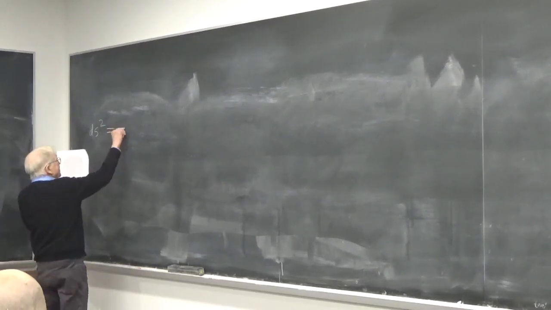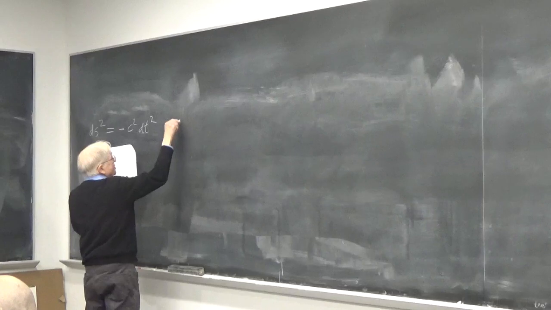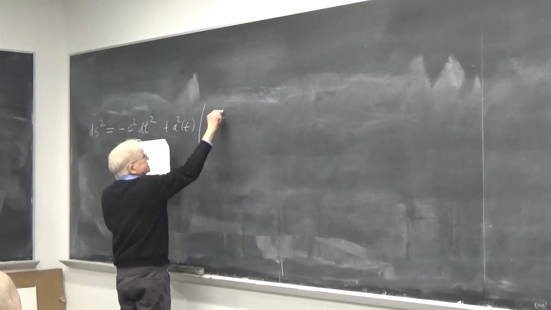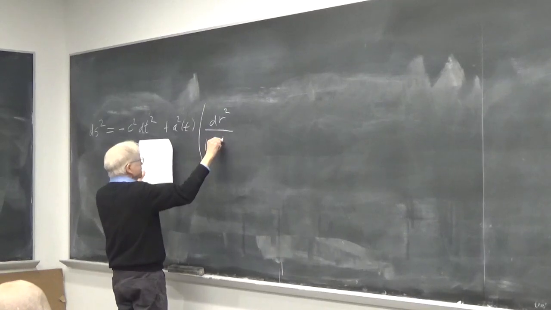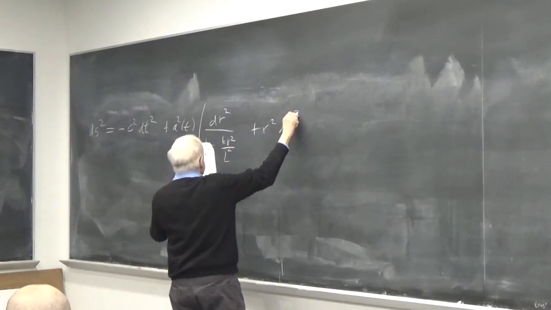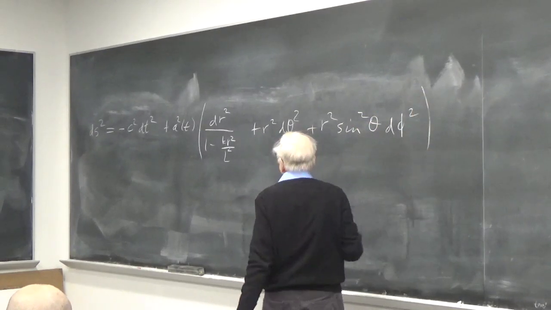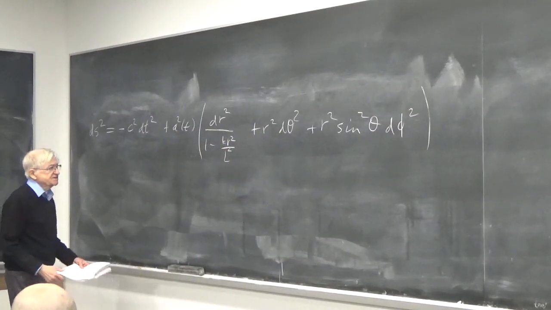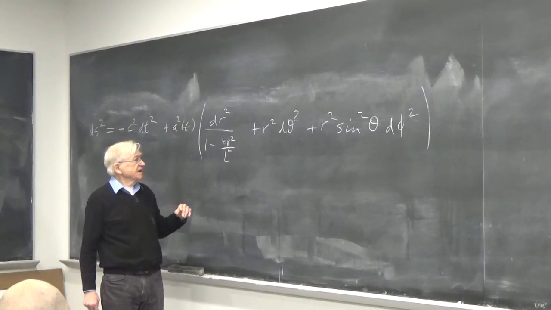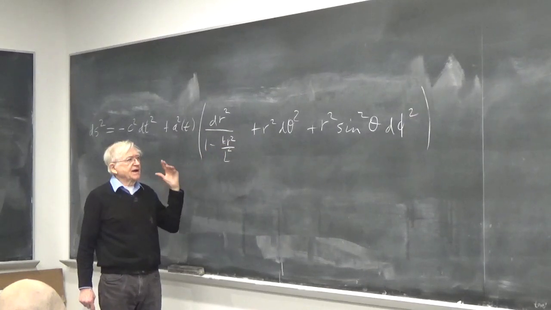Okay, so what is the invariant separation between two events? It's minus c squared dt squared plus something called a squared of t. This is the scale factor. Times dr squared over 1 minus k r squared over L squared plus r squared d theta squared plus r squared sine squared theta d phi squared. For practical purposes, recent observations of the CMB, observations done with telescopes, indicate that k is a parameter that's either 0 or plus or minus 1.